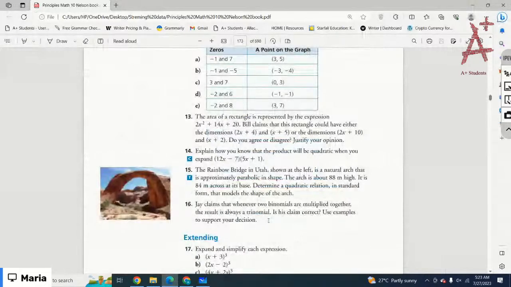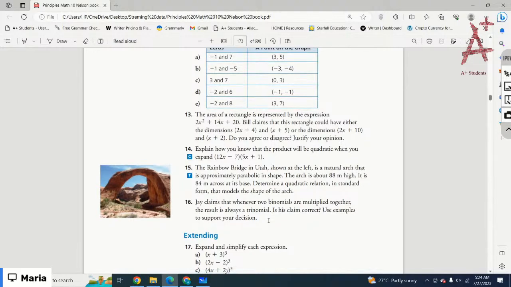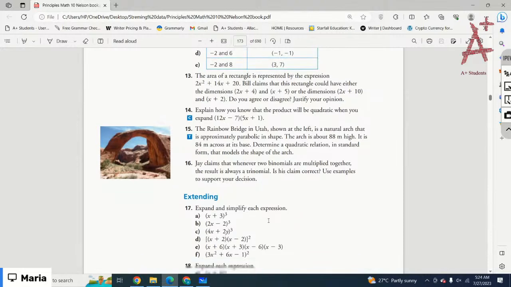Okay, let's just do question number 14. Explain how you know that the product will be quadratic when you expand (12x - 7)(5x + 1). So how do we know? Because both expressions have x, and when you multiply them they make x squared. Got it? So when the exponent is square, that means that is the equation of a parabola. Okay, you can complete the rest of the lesson by yourself later today.